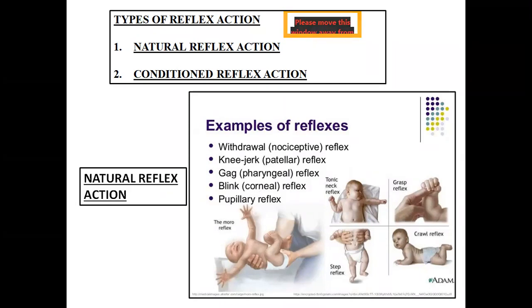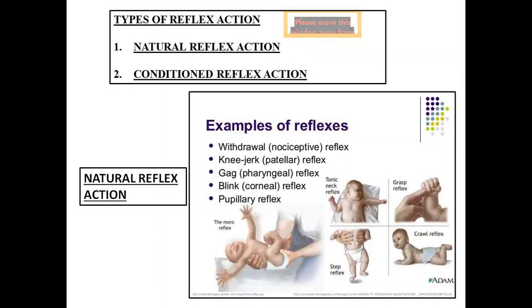And this is a kind of reflex which is learned from the beginning. Next are some more reflexes. The diagrams are given over here, though details like these words, like patellar, pharyngeal, are not required, but examples are definitely required. In the exam, I may give you different types of examples and you have to identify these reflexes. So these are the different types of reflexes.